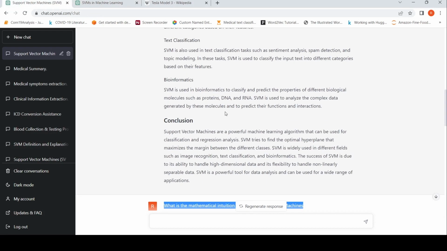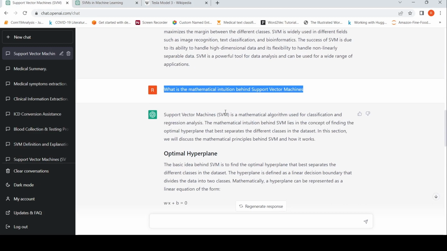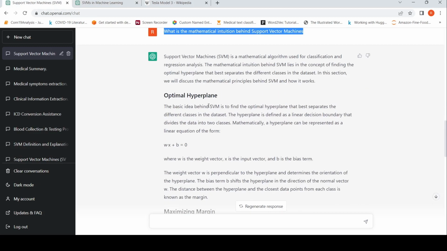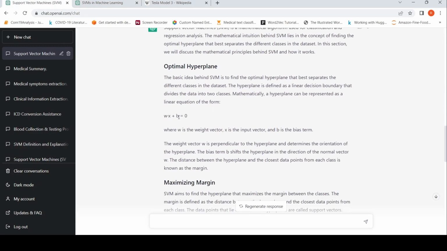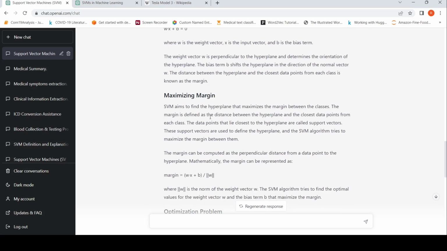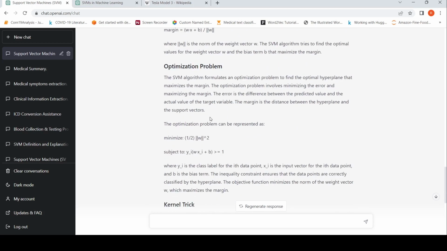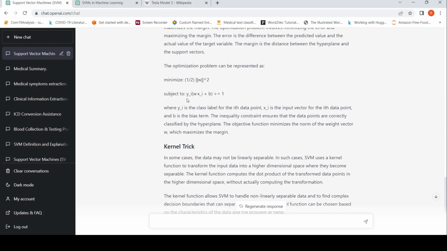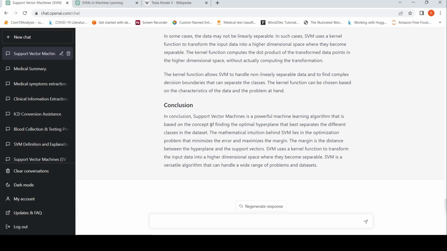Here, if I were to ask GPT 3.5, it starts with the optimal hyperplane. It gives out the equation of the support vector machine, basically the linear equation of the hyperplane. Then it talks about maximizing margin, then the optimization problem, where it talks about this equation, and then it talks about kernel trick.